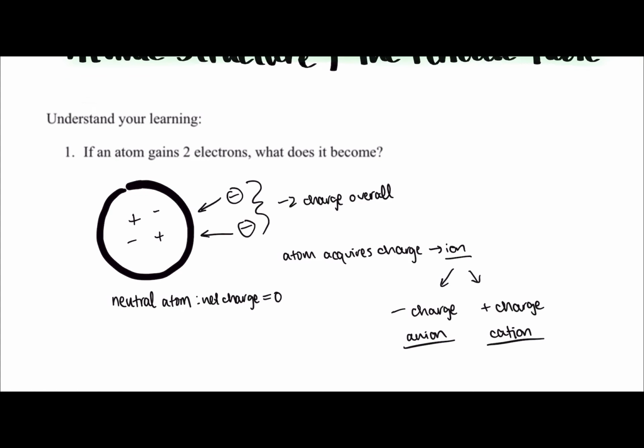So in this case, since we have a -2 charge overall, we have an anion with a -2 charge. So that is the answer to question number 1.